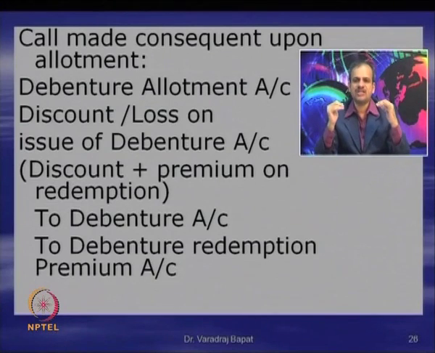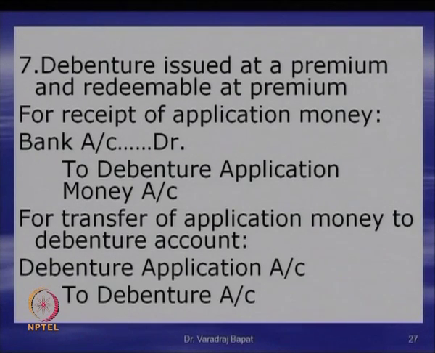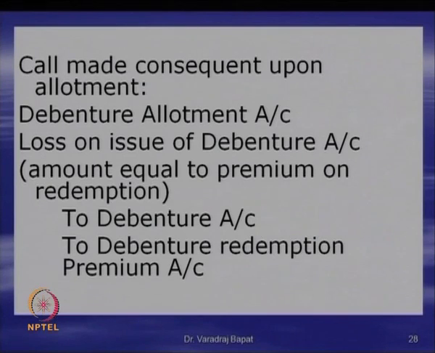Okay. I hope all the cases are clear to you. Now, seventh case. Now, debenture is being issued at a premium and it is also being redeemed at a premium. So, what happens is company collects more than 100. Let us say it collects 105 rupees and at the time of redemption it also pays 105. First entry remains same, bank account debit to debenture application money account. Now the money is transferred, that is also same, debenture application to debenture. Now on subsequent allotment, debenture allotment account debit, loss on issue of debenture account debit, which is for the premium, to debenture account, to debenture redemption premium account.